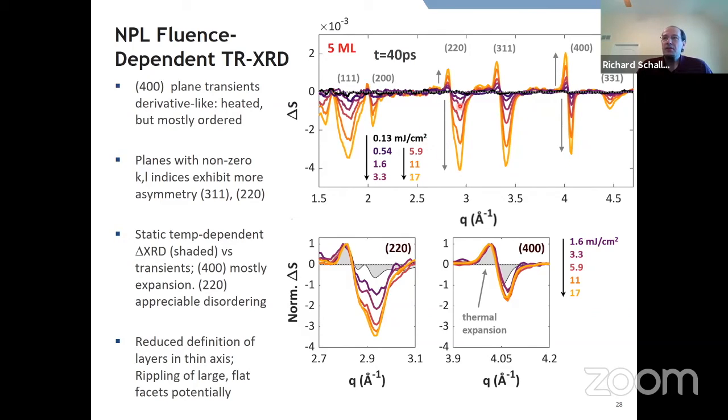But if you look at some of these other features here, like the 220, where we're picking up, or sorry, let me draw your attention to 311.